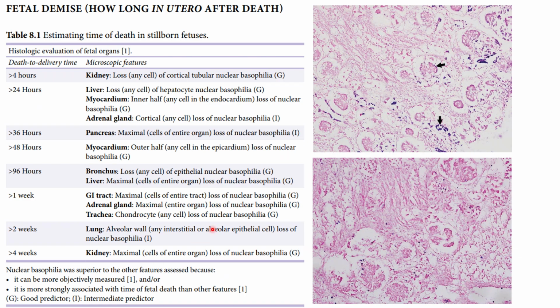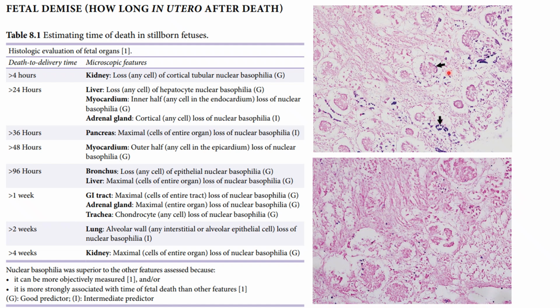So, another use of kidney forensic histopathology is estimating the time of death in stillborn fetuses. So, if it is greater than a few hours, some amount of basophilia is left behind. Whereas, if it is greater than 4 weeks, there is total loss of nuclear basophilia.